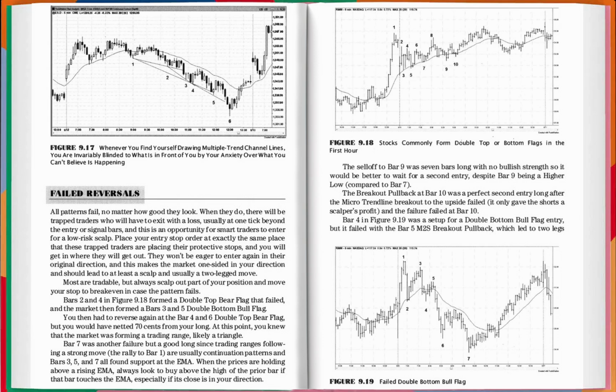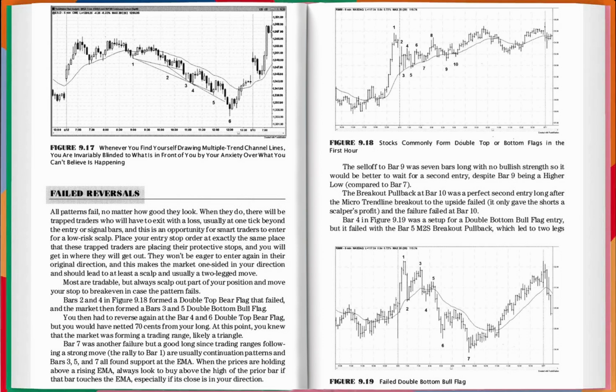Bars 2 and 4 in figure 9.18 formed a double top bear flag that failed, and the market then formed a bars 3 and 5 double bottom bull flag. You then had to reverse again at the bar 4 and 6 double top bear flag, but you would have netted 70 cents from your long. At this point, you knew that the market was forming a trading range, likely a triangle.